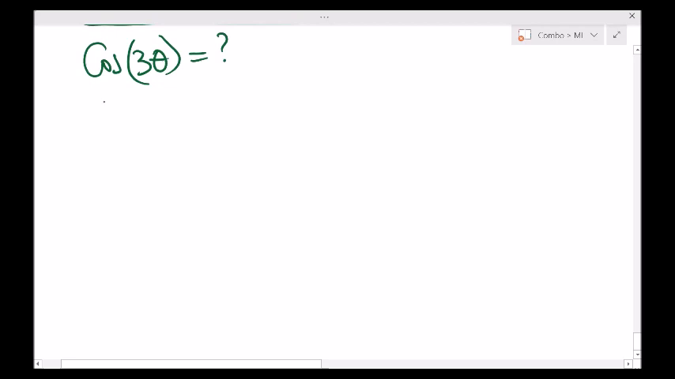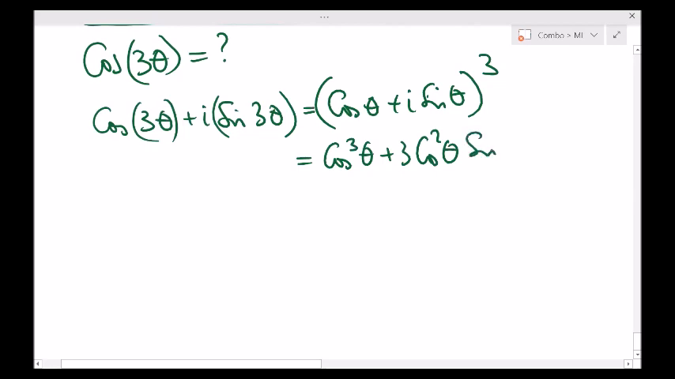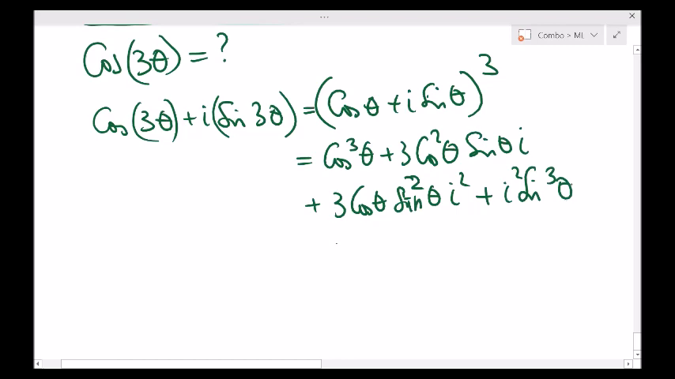So if I start with a complex number, cosine 3 theta plus i sine of 3 theta, technically this is the same thing as cosine theta plus i sine theta, cubed, right? And I can just use the binomial expansion, the cubic expansion. So that's cosine cubed theta plus 3 cosine squared theta sine theta times i, plus 3 cosine theta sine squared theta i squared, and then finally plus i cubed sine cubed theta, right? But all I need is really the real part.